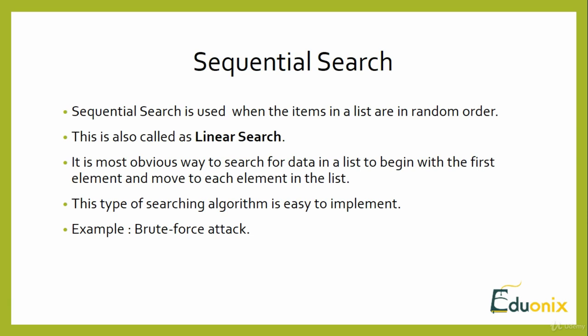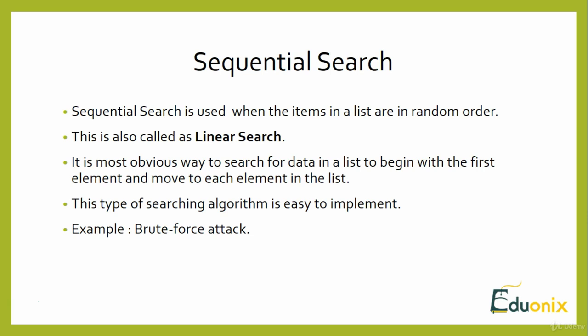A sequential or linear search is very easy to implement. Simply start a loop at the beginning of the list and compare each and every element to the data you're searching for. If you find a match, your search is over. But if you get to the end of the list without finding a match, then the data is not in the list, so the search fails.